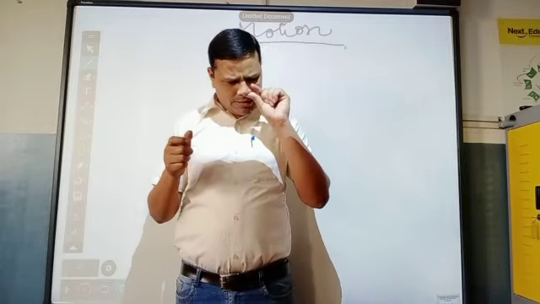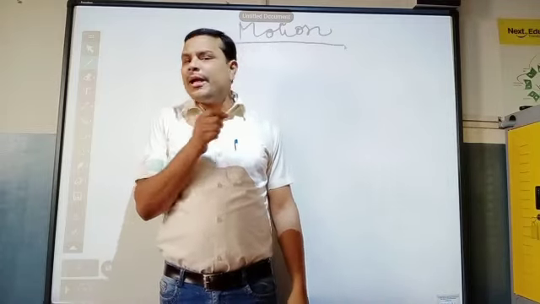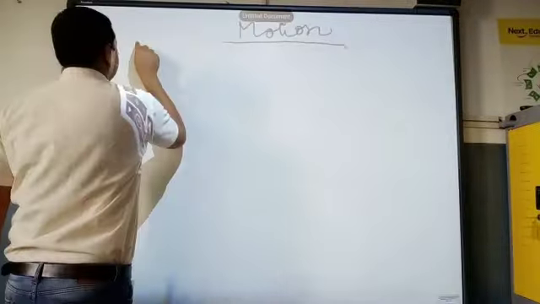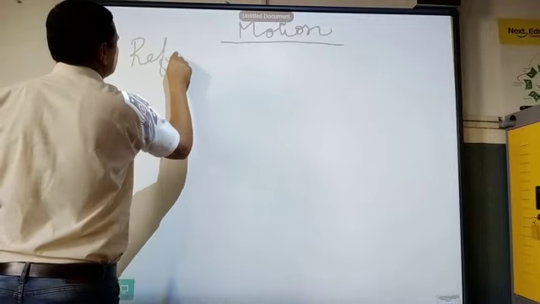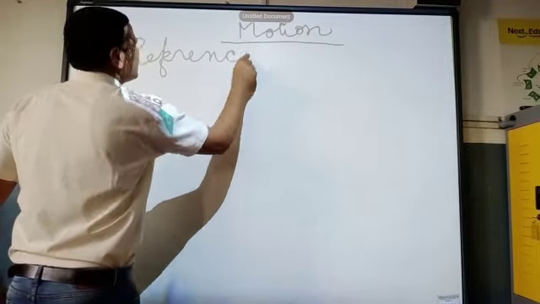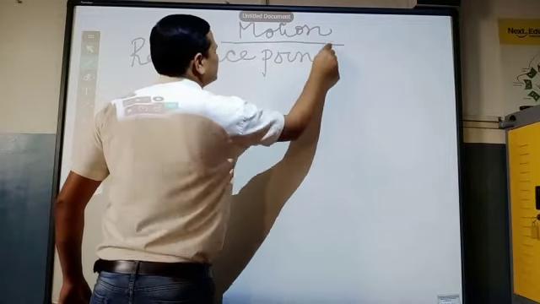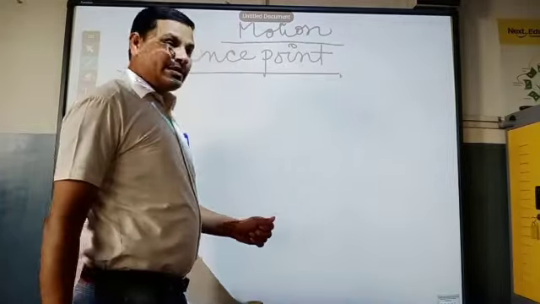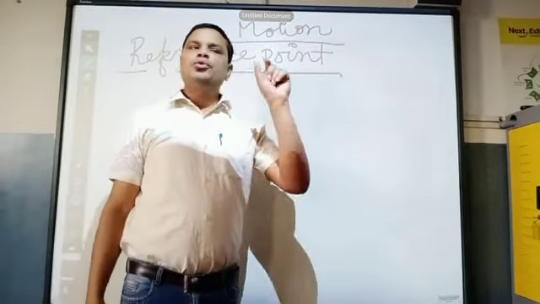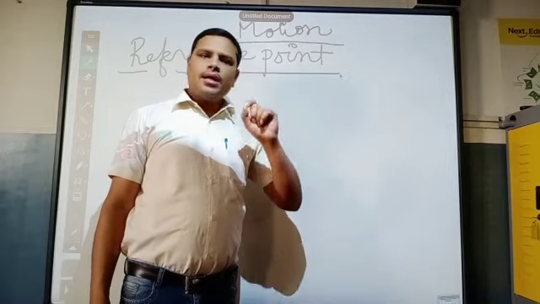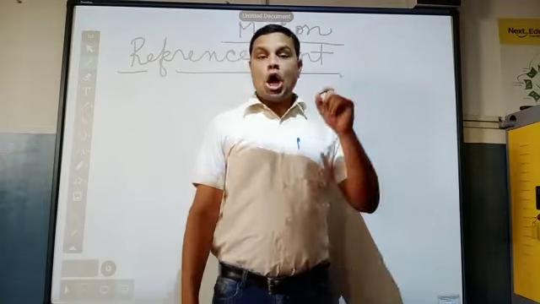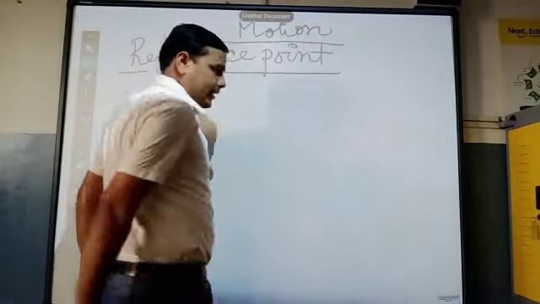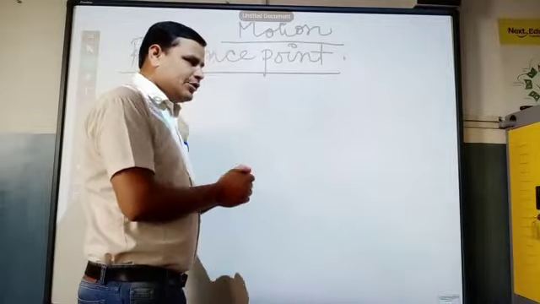So in order to distinguish between rest and motion, we have to take a point that is known as reference point. Reference point means the point which is used to compare whether a body is in rest or in motion. That point is known as reference point. Let me give you an example.